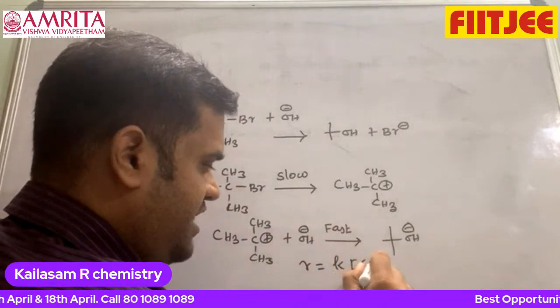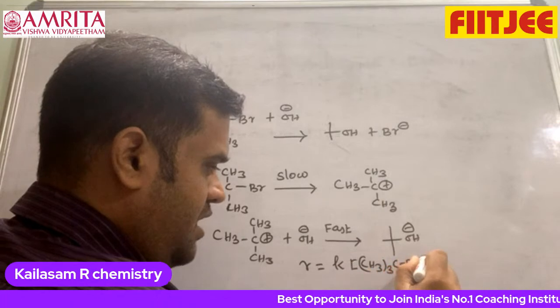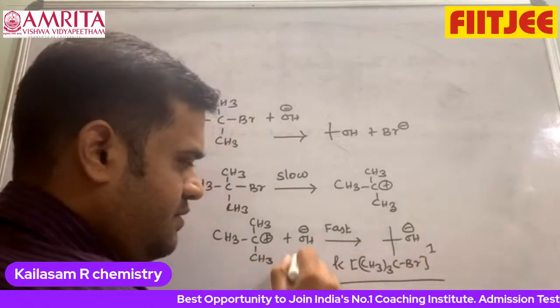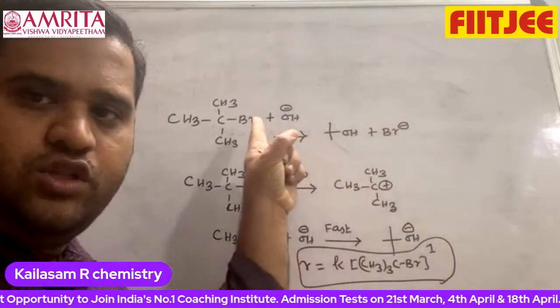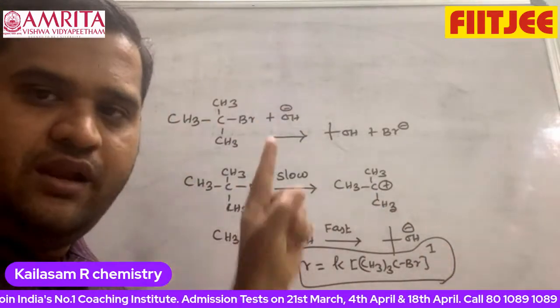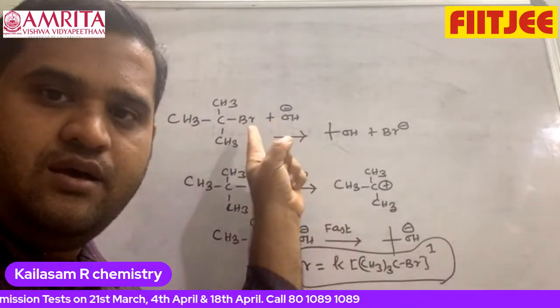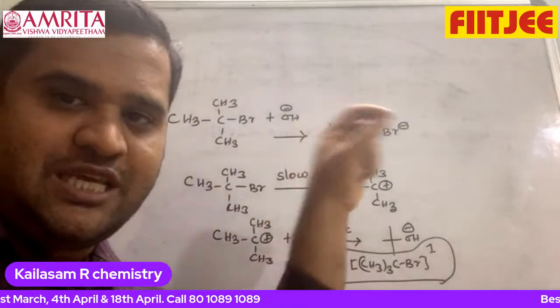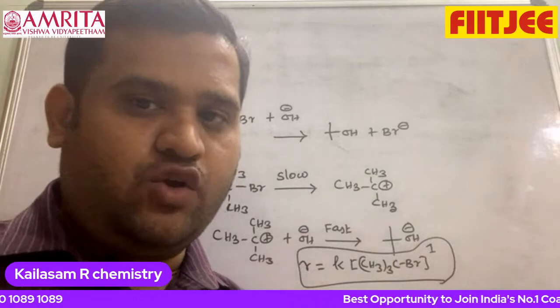times (CH3)3CBr. Now here the power is 1. Therefore I can say the order of reaction is 1, even though 2 species are involved. So here the rate of reaction does not depend on OH minus. The rate of reaction depends only on the alkyl halide. Therefore this belongs to a first order reaction. So how are you going to confirm that?